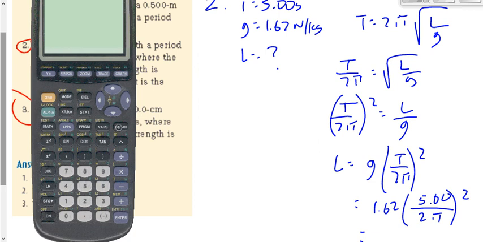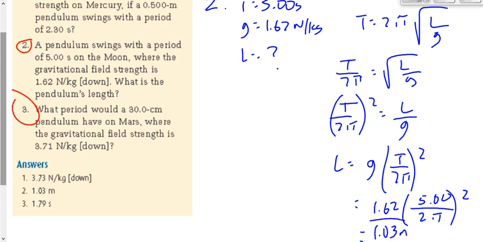Let's do what's inside the brackets first. Actually, let's do the 2 pi first. 2 times pi equals 6.28. Let's say 5 divided by that number. Inside the brackets, we get that. Square it. And then multiply it by 1.62. And we get 1.03. So on the moon, in order to have a period of 5 seconds, this pendulum would need to be 1.03 meters long. Right?